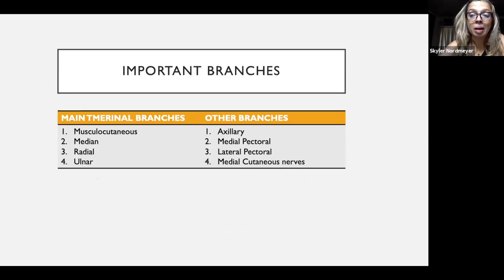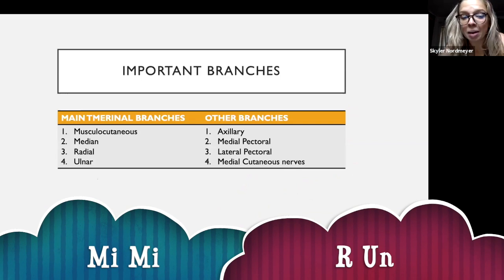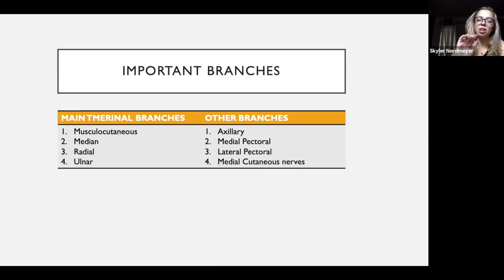So I think of Mimi run. There's no N, but ulnar kind of makes the run part with the radial part. So, or with the R, so run. I don't know if you call your grandma that. I don't, but I've heard people call it that before.